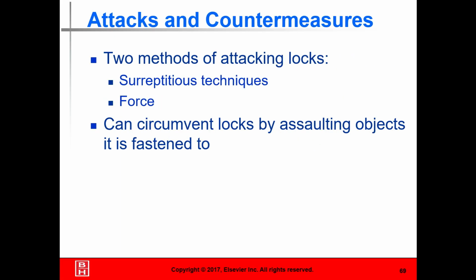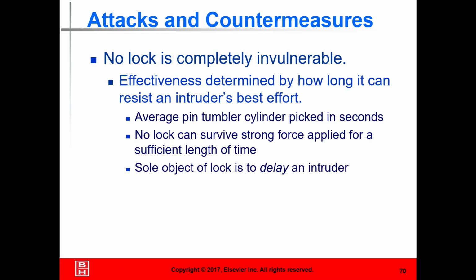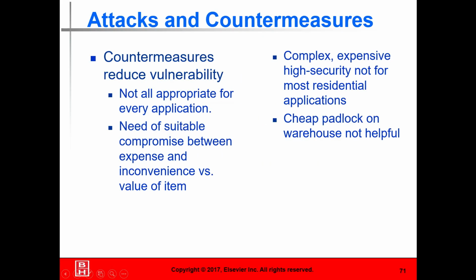Some attacks and countermeasures. Force is the easiest one to get through. And as we said before, nothing is 100%, so even locks can have a problem. The average pin tumbler is important. No lock can survive strong force applied. The sole object of a lock is just to delay the intruder.